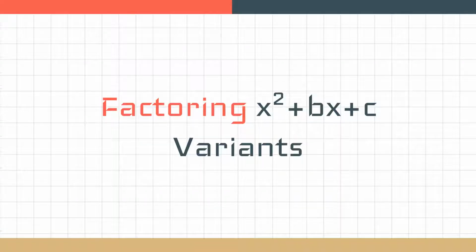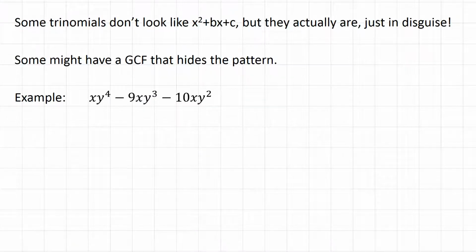Factoring x squared plus bx plus c variants. So some trinomials don't look like x squared plus bx plus c, but they actually are. They're just in disguise. So for example, and we've actually seen this one before, some might have a greatest common factor that's hiding that pattern.